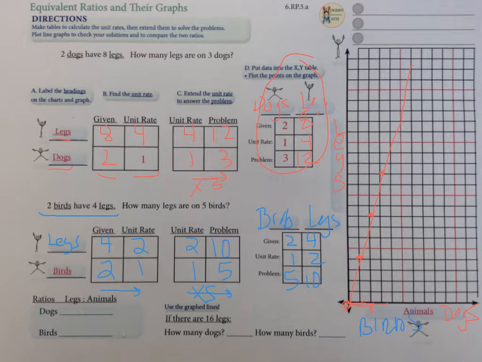So for 1 bird, we'll get 2. For 2 birds, we'll get 4. And for 5 birds, we'll get 10. So that shows another proportional relationship. You'll notice it plots a straight line because that relationship rings true as long as you're looking at the same type of animal. For every 1 bird, there will be 2 legs.